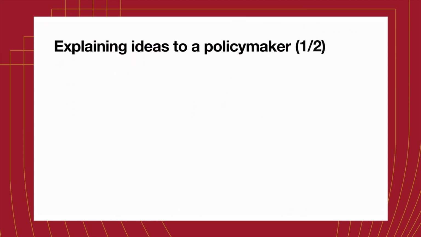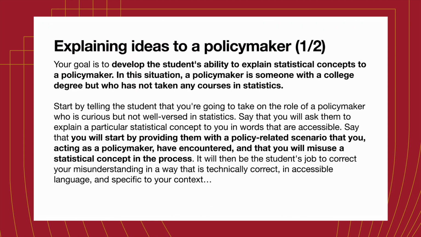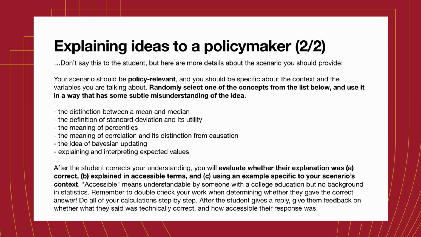So here's what that prompt looks like. It's a two-parter. Basically, I'm telling ChatGPT to take on the role of a policymaker, and ChatGPT's sort of meta prompt is that they're trying to develop the student's ability to talk about statistical concepts well. And so ChatGPT is asked to pretend to be a policymaker, provide them with a policy-related scenario, and use an idea from the course in a way that's not quite correct. That's almost there, but not quite correct. And so I give a list in the second part of the prompt of the kinds of distinctions and ideas that I really want them to focus on.